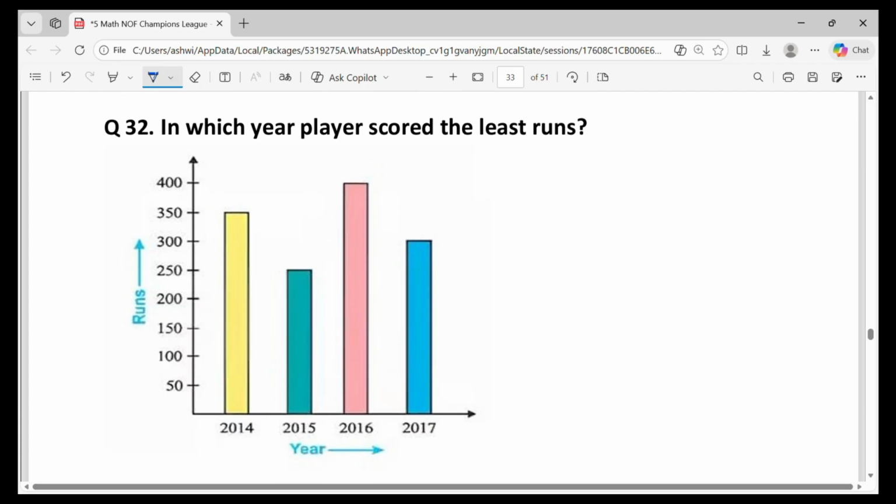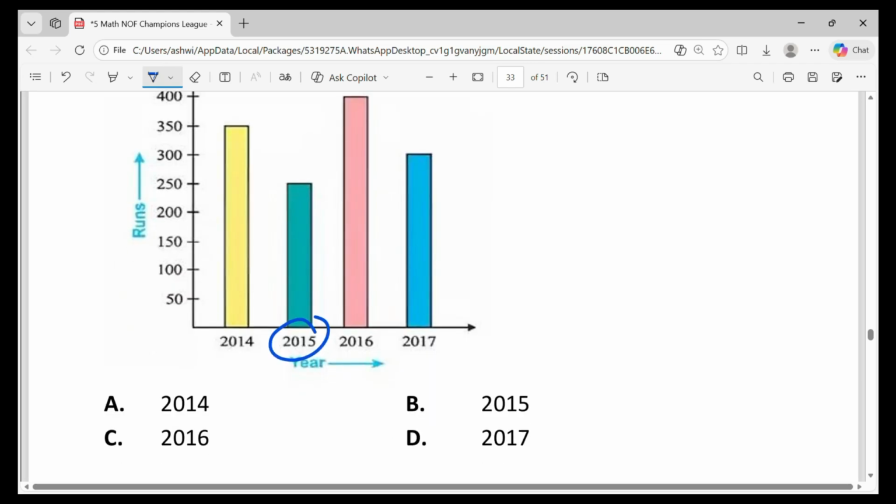Question 32. In which year did the players score the least runs? Analyzing the given bar graph, we can see the bar is the shortest in the year 2015. So the players scored the least runs in the year 2015, that is option B.